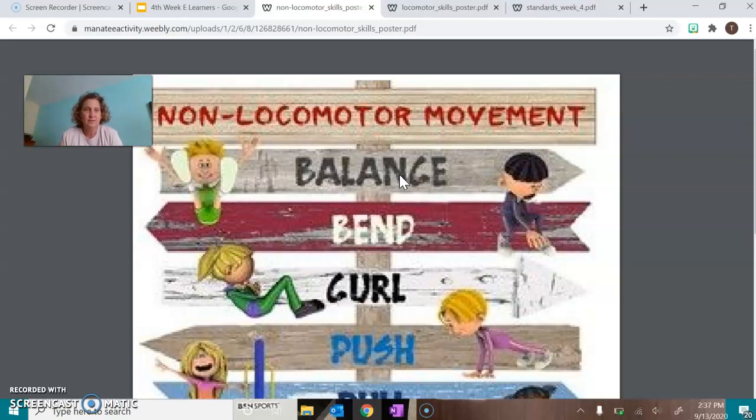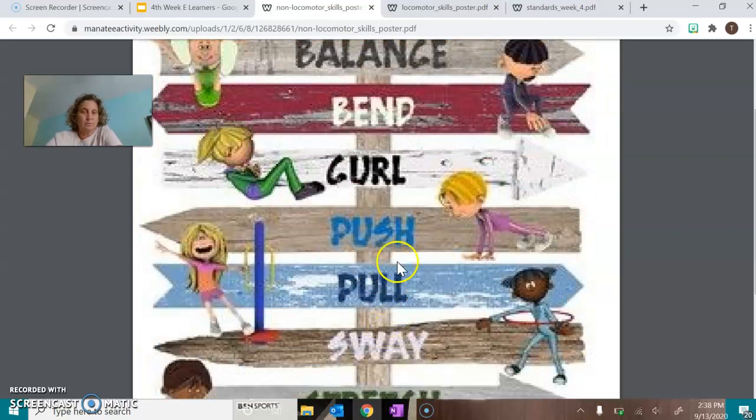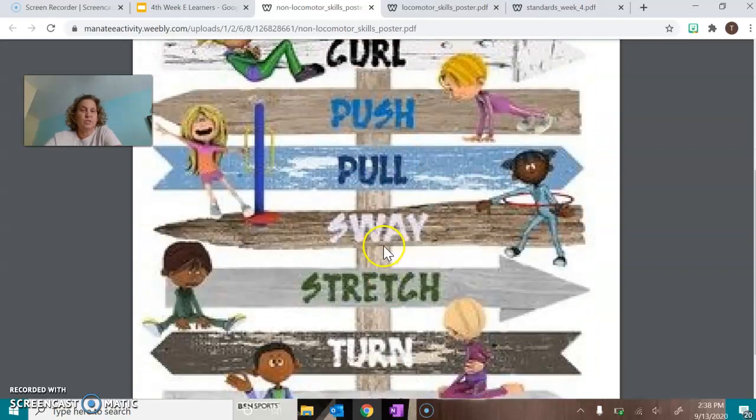Okay, bending, if I do any type of bending, I'm staying right here on my spot, in my area, I'm not moving. Okay. Then it talks about curl. Think about when you're doing a sit-up or a curl up. Your body is coming up and down, but you're staying in the same location. Push-ups, okay, same thing. When you're pulling on something, swaying, think about when you do the hula hooping, you're swaying. Sometimes we can make hula hooping locomotor too, if we hula hoop and walk at the same time.